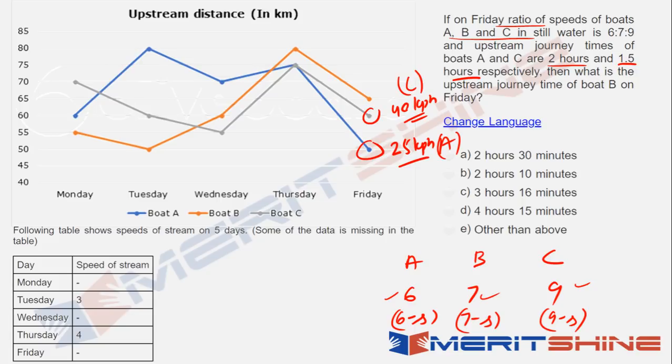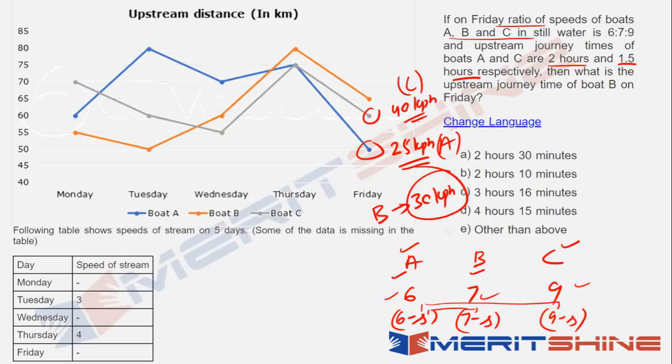Whatever is the gap here, this is 6 minus S, this is 9 minus S. This gap would be 1/3 of that gap, because this is 6 minus S, 7 minus S. So whatever is the gap between the upstream speed of A and C, the gap between the upstream speed of A and B would be 1/3 of that. With this observation, you know directly that if the upstream speed of A is 25 and C is 40, the upstream speed of B would be 30 kilometers per hour.